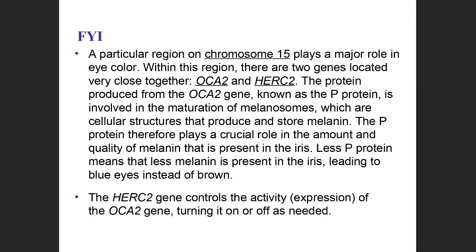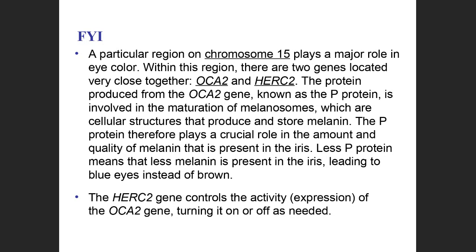And melanosomes are organelles that contain melanin, right? They store the melanin. And then the melanin can be deposited in the skin or the eyes or the hair. In this case, we're talking about the eyes. And so the P protein plays a crucial role in the amount and quality of the melanin that's present in the iris. Less P protein means less melanin, so you get blue eyes instead of brown. The HERC2 gene controls the activity or the expression of the OCA2 gene, so turning it on and off as needed.